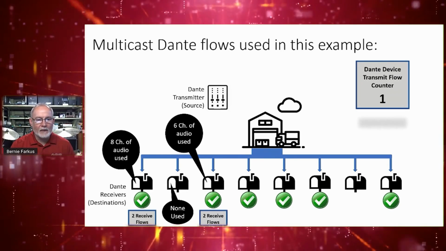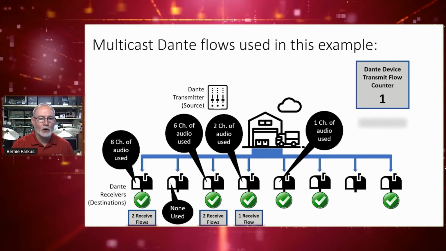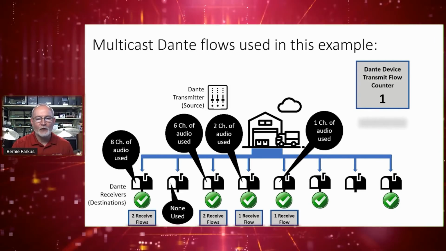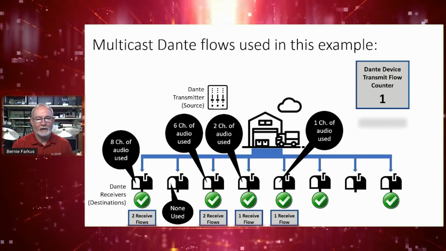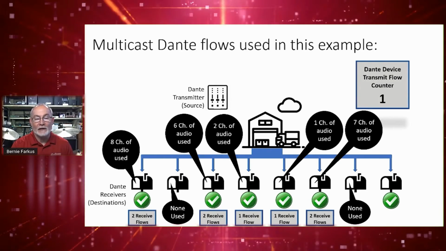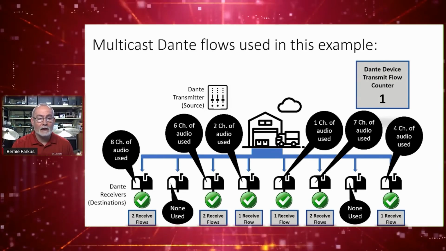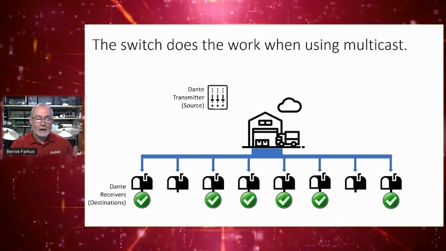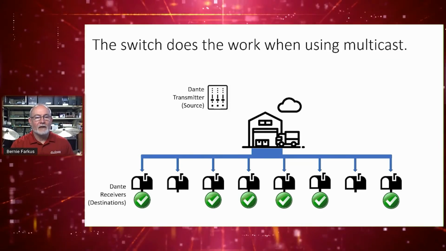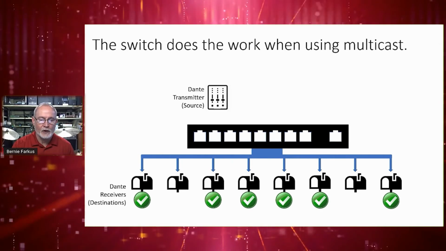And if we keep going down the line here, you can see a pattern develop. If it's under 4 channels of audio, 4 channels or less, it'll use 1 receive flow. If it's above 4 channels, it'll use 2 receive flows, keeping in mind that we are only sending 8 channels of audio in this multicast flow. So the bottom line is that multicast makes it easier on the sending device. The switch does the work when using multicast. It takes care of the distribution.